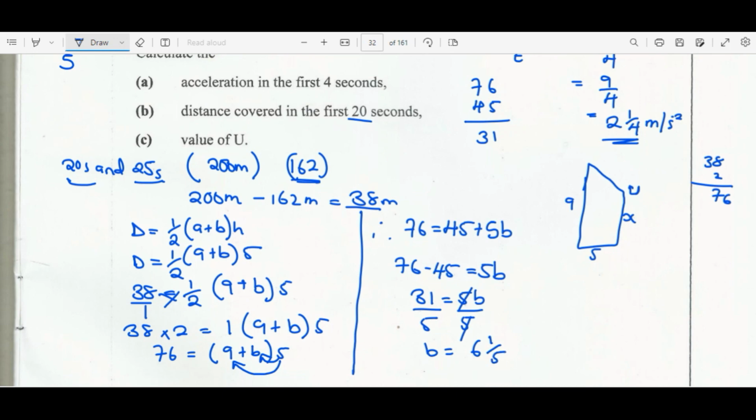So it means that b is what? Is 6.5. That is b. So it means that u is equal to 6.5. So it means that we have just found the value of u.